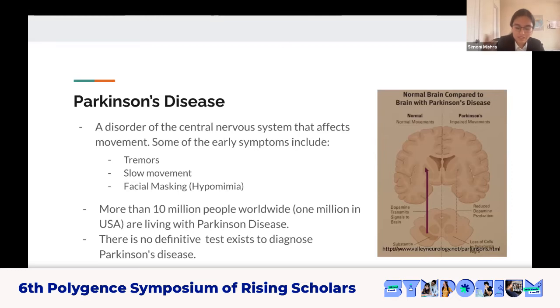But this is slightly counterproductive in the fact that by the time the symptoms have shown up, you're already pretty late in the progression of the disease, which means that a lot of the pharmacological and non-pharmacological treatments out there are way less effective than they would have been if you would address them earlier on. So that's what my project is basically tackling, taking advantage of facial masking in order to diagnose Parkinson's disease as early as possible.